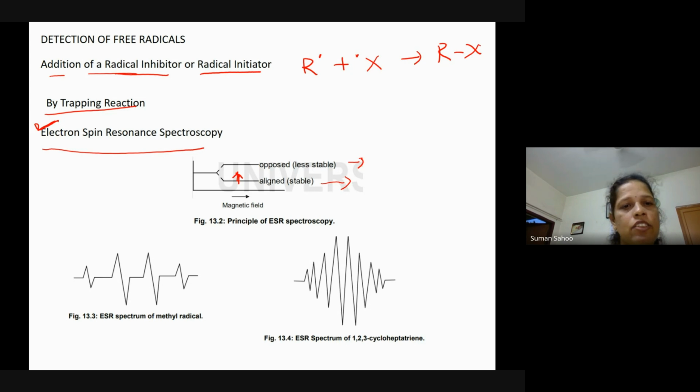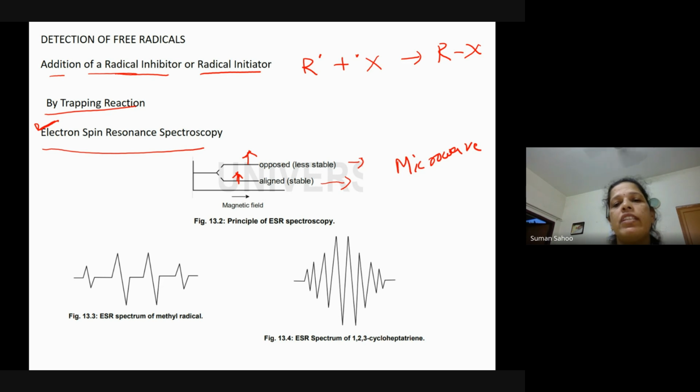In ESR spectroscopy, they use microwave radiation. When microwave radiation is given, the electron goes to the higher energy state. That gives you a spectrum. Depending on which kind of environment the electron is present in, that energy difference will vary. So that is the principle of ESR, electron spin resonance spectroscopy.